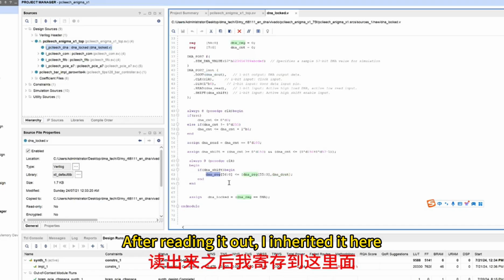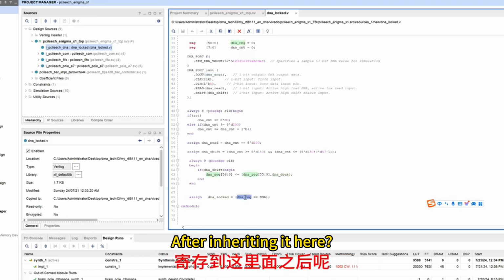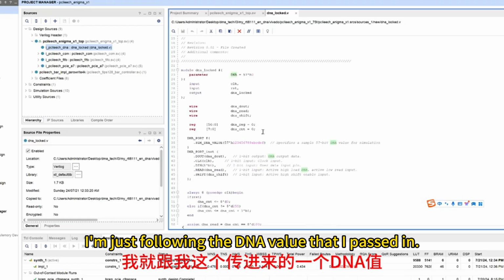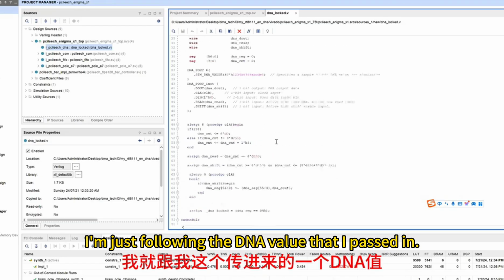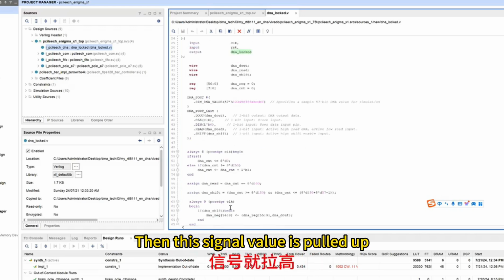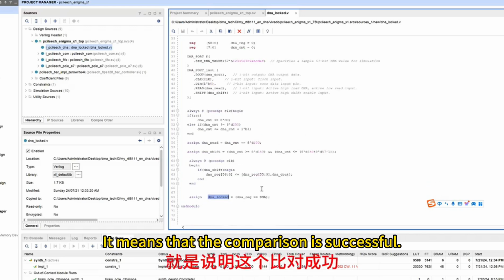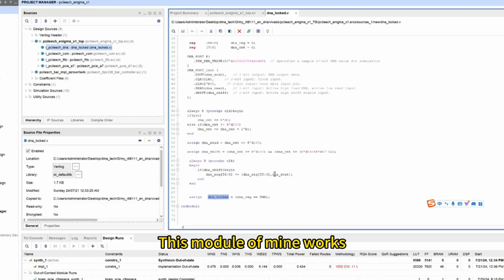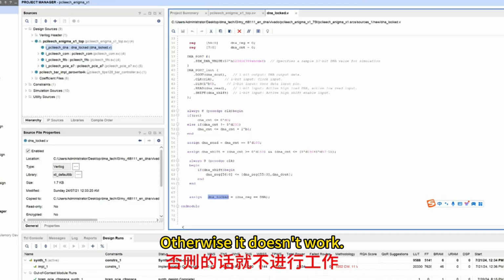After reading it out, I register it. Then I compare it with the DNA value that I passed in. If the comparison is the same, this signal is pulled up, which means the comparison is successful and my module works. Otherwise, it doesn't work.